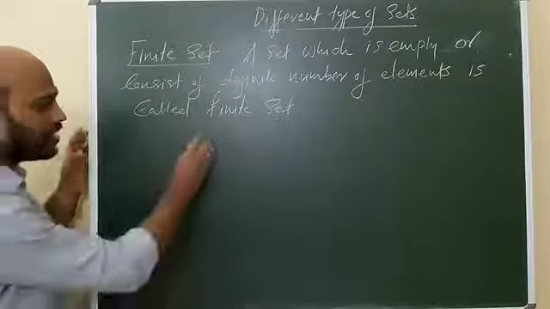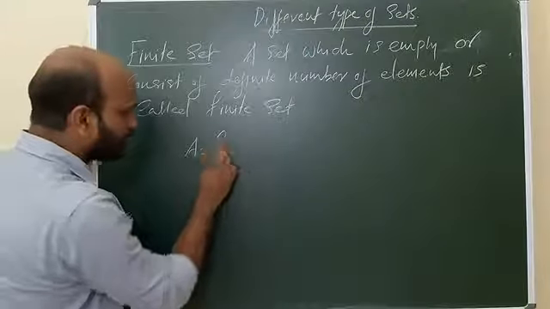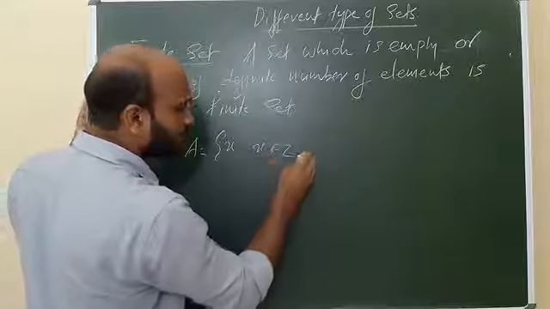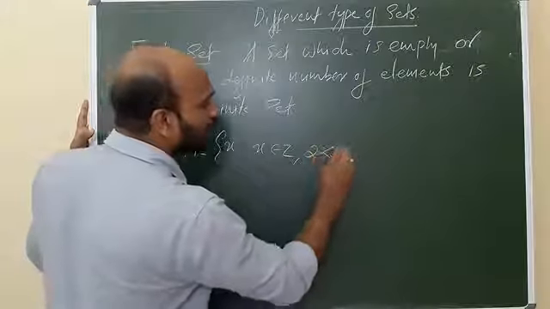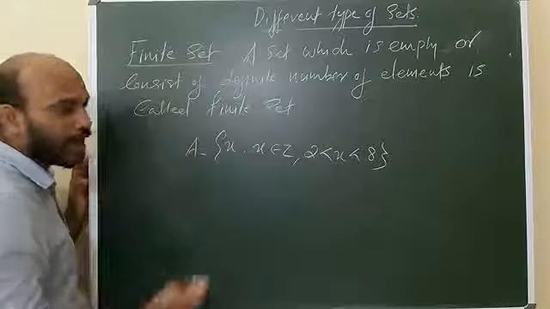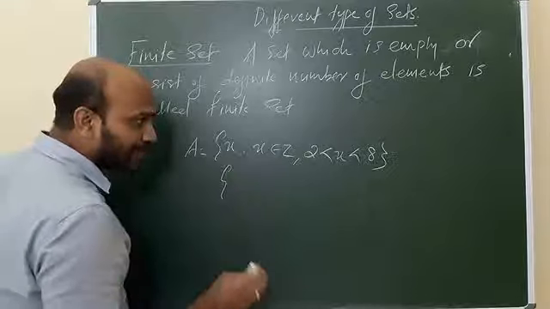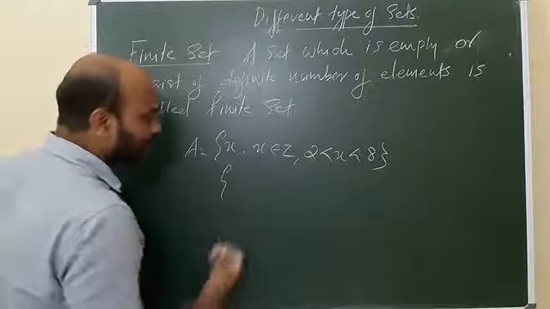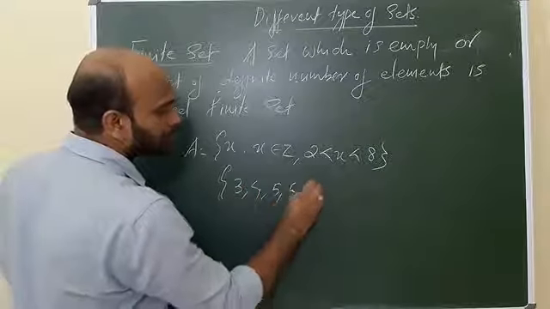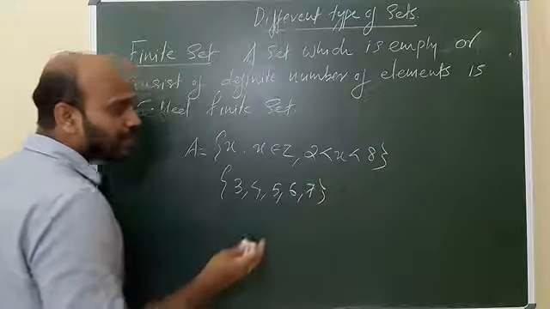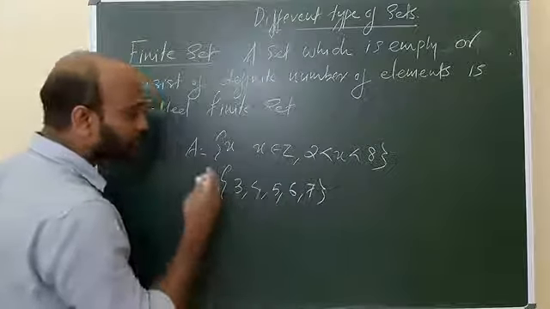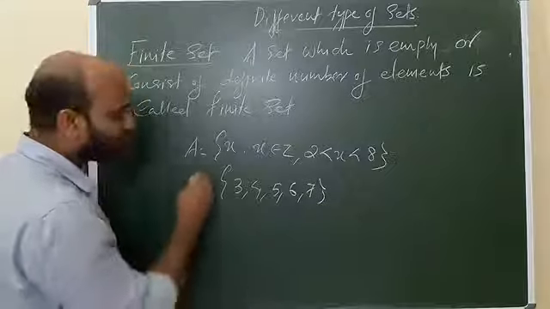Okay. For example, A equal to the set of all x such that x belongs to Z and 2 less than x less than 8. That means all integers between 2 and 8. What are the integers between 2 and 8? So 3, 4, 5, 6, 7. There are 5 integers between 2 and 8. Actually there is a definite number of elements. So this is an example for a finite set.